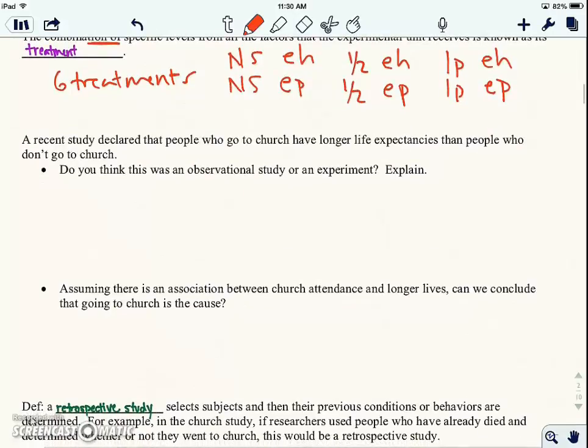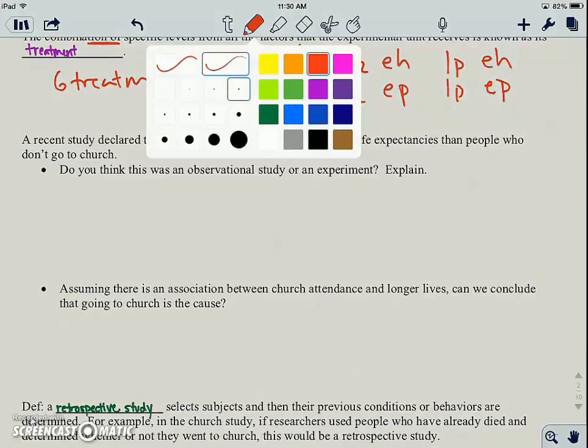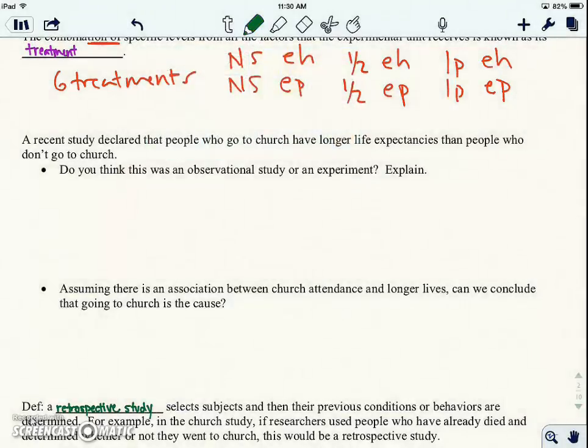A recent study declared that people who go to church have longer life expectancies than people who don't go to church. Do you think this is an observational study or an experiment? Well, I'll tell you right off that this is an observational study, because they didn't say, you know what, you 500 people, you find religion and you go to church every Sunday, and you 500 people, you just don't get to, you have to be atheists.